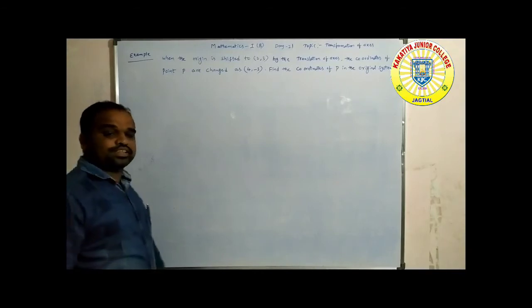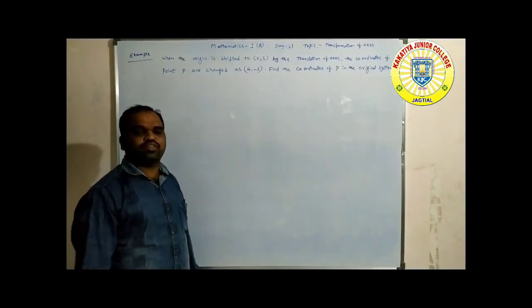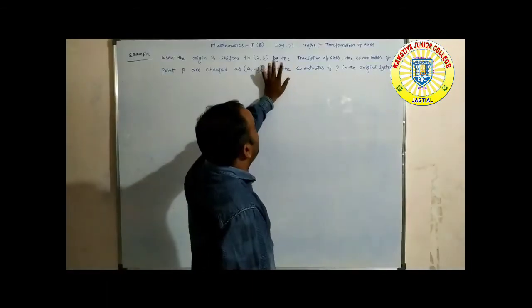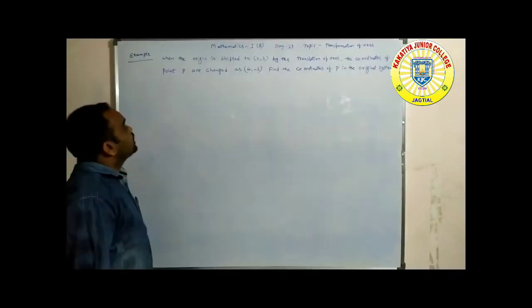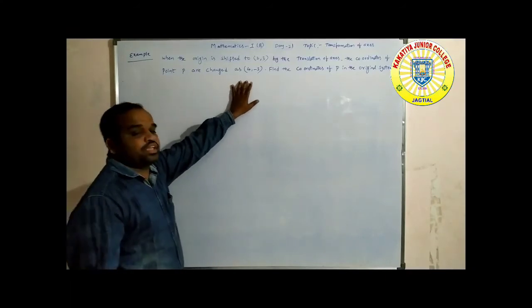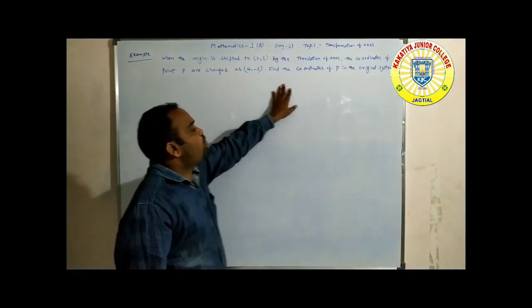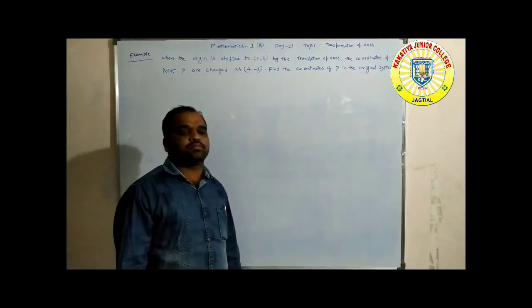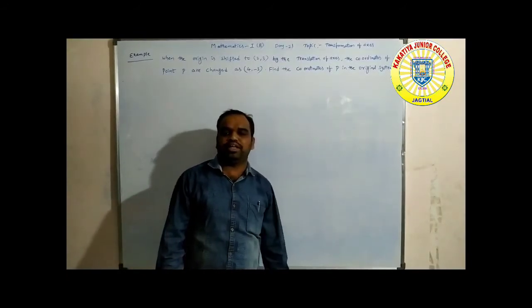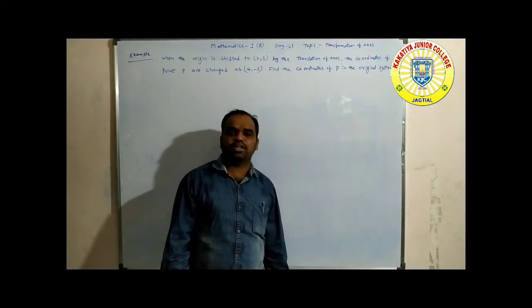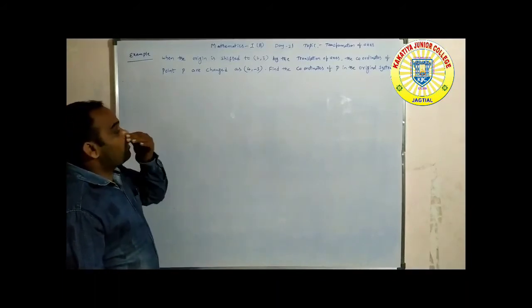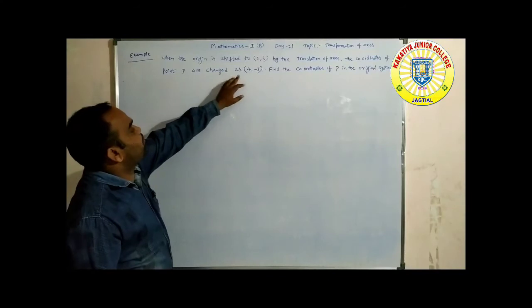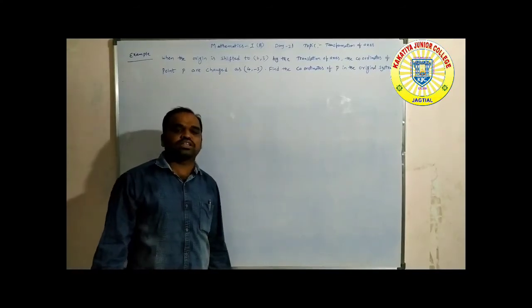See the next question. Excel problems completed. So only one example problem I am saying. When the origin is shifted to (2, 3) by the translation of axis, if the coordinates of P are changed as (4, -3), find the coordinates of P in the original system. That's why we are finding the original coordinates, that is nothing but small x, small y. So the coordinates of P are changed means the transformed coordinates are given.